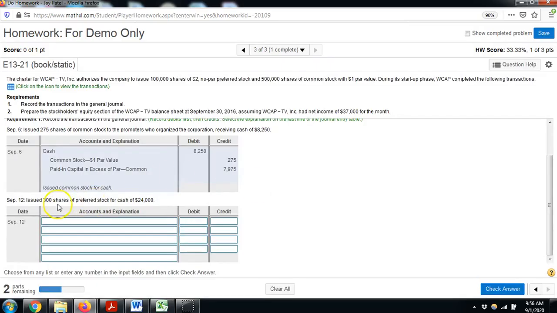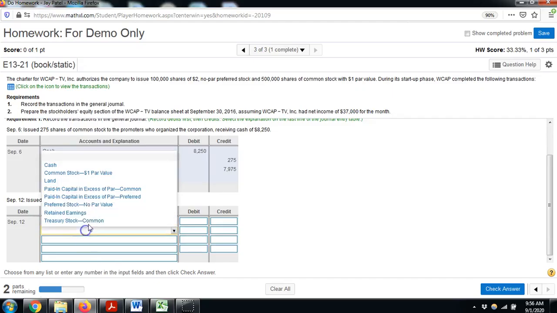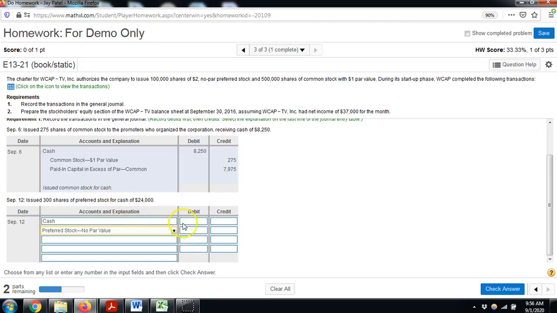Okay, so now we're going to issue preferred stock for cash of $24,000. This is pretty straightforward. We have cash coming in, we have preferred stock, and it looks like there's no par value. So it's just straightforward. Issuance of preferred stock for cash.